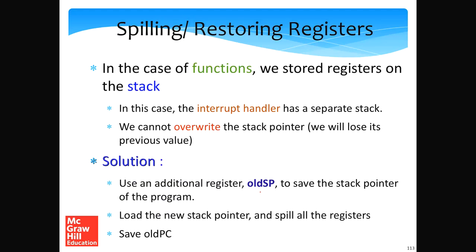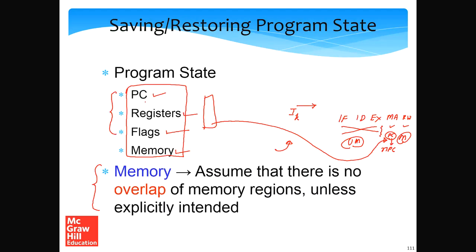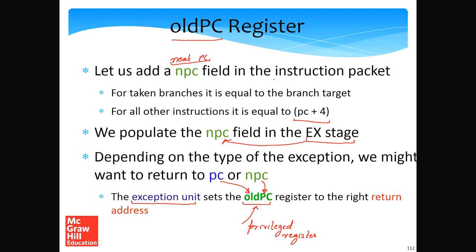Okay, so now let's take a look at spilling and restoring registers. What were the elements of our state? The PC. So we have a way: for every instruction, we have an NPC field. The NPC field stores either PC plus 4, where PC is the PC of the marked instruction, or the branch target if it's a branch. So whenever the marked instruction reaches the end of the pipeline, the NPC field is stored in a new special register called old PC. And sometimes, depending upon the type of the exception, of course, we want to store the current PC and execute the marked instruction once again.